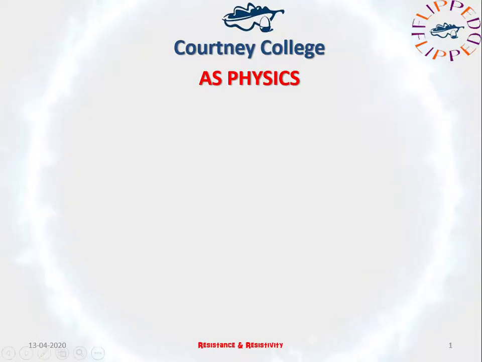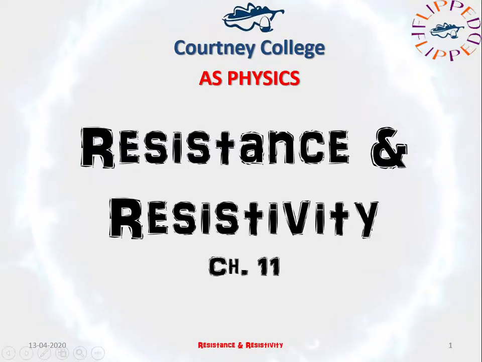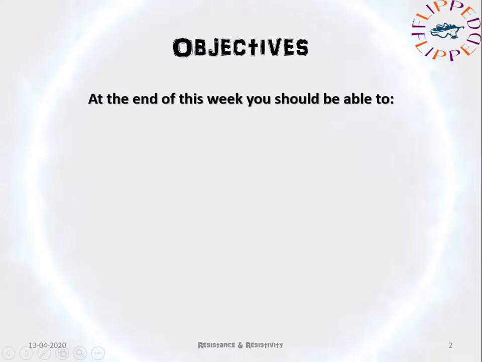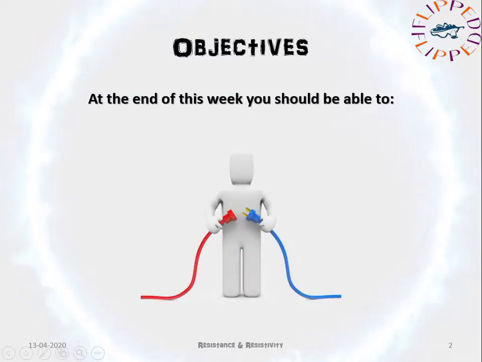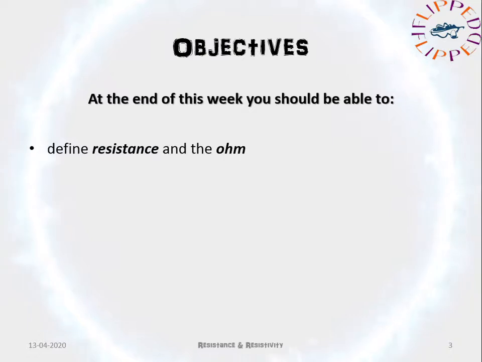So today we will be looking at resistance and resistivity. At the end of this week you should be able to make the following connection. You should be able to define resistance and the ohm, recall and use V is equal to I times R, voltage is equal to current times resistance.